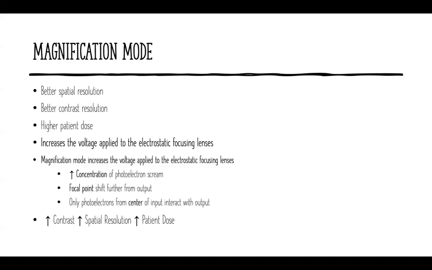So when we use the mag mode, it does increase the voltage applied to the electrostatic focusing lens. So your mag mode increases the concentration of your photoelectrons. So when you mag up, you're going to get a little more photoelectrons. Your focal point shifts further from the output, and only photoelectrons from the center of the input interact with the output.